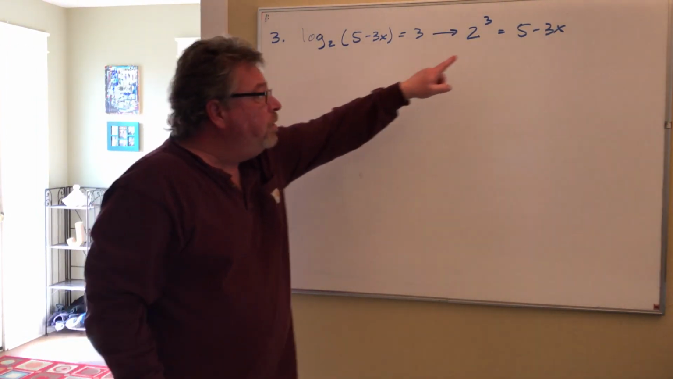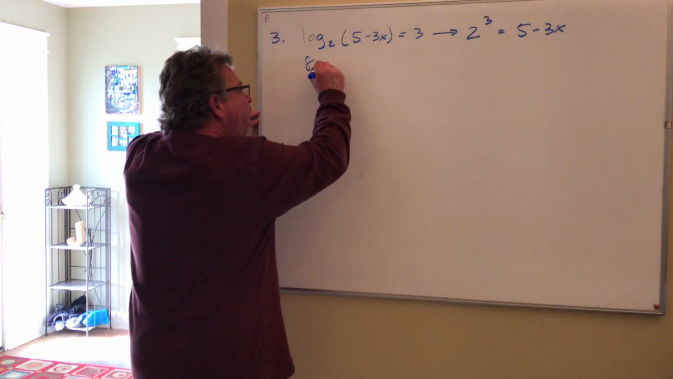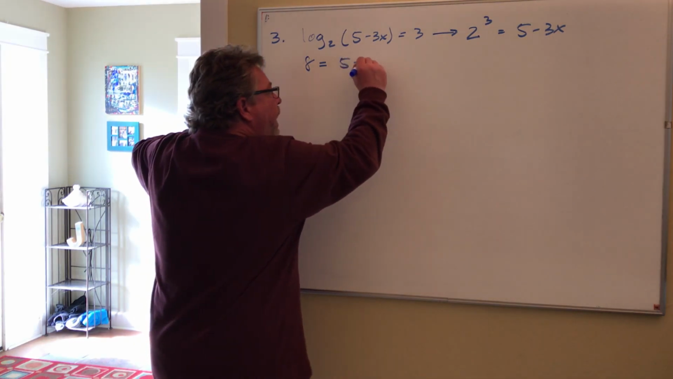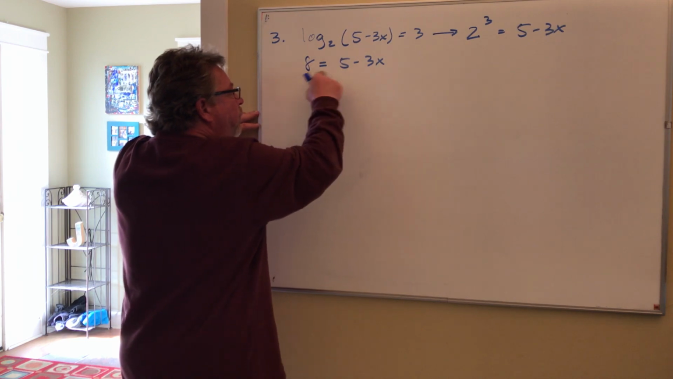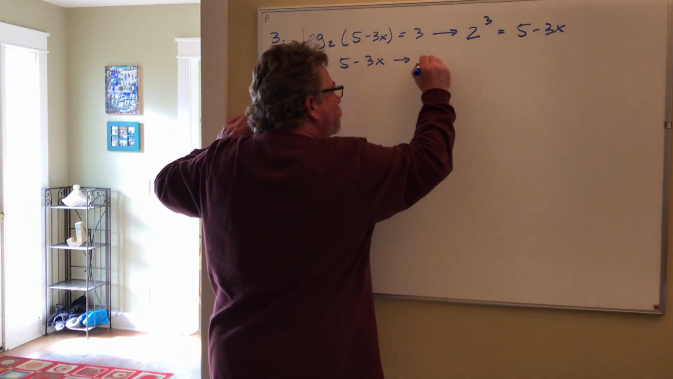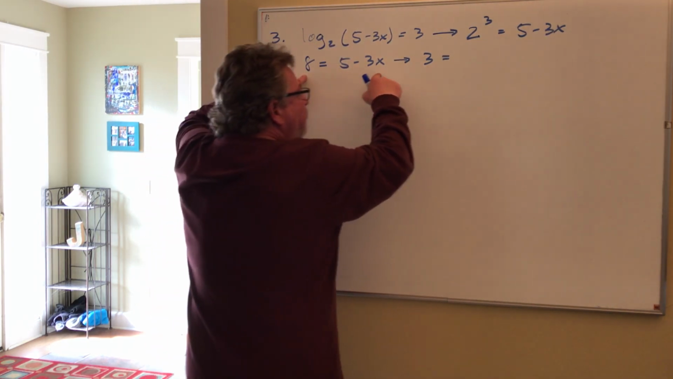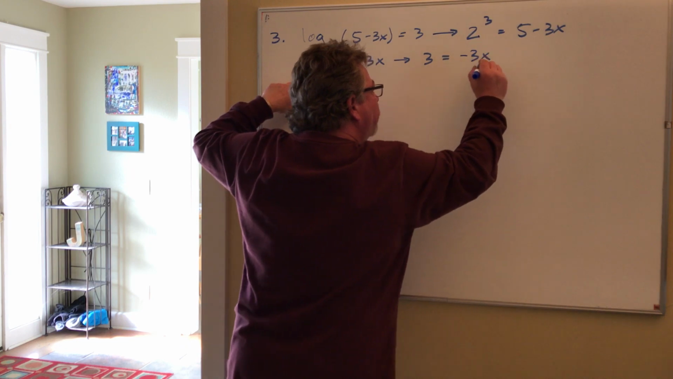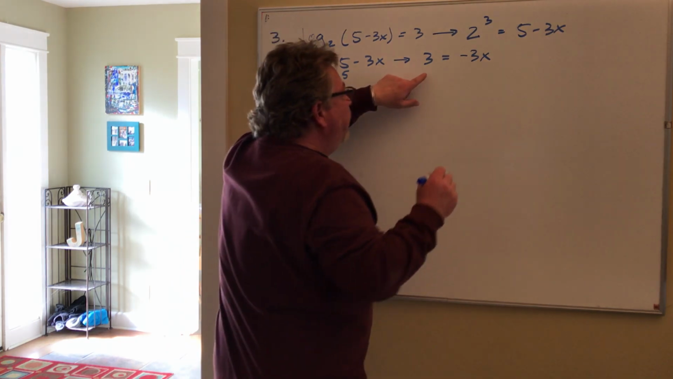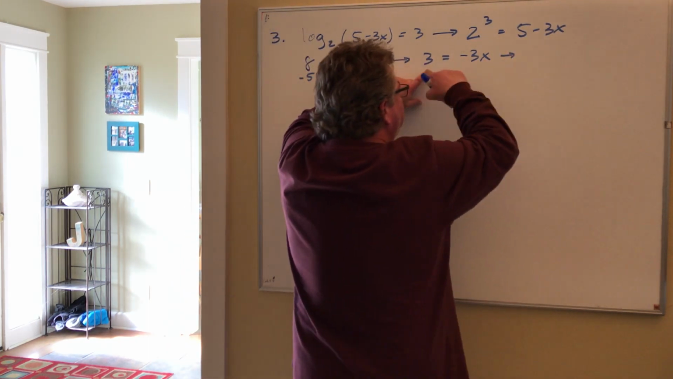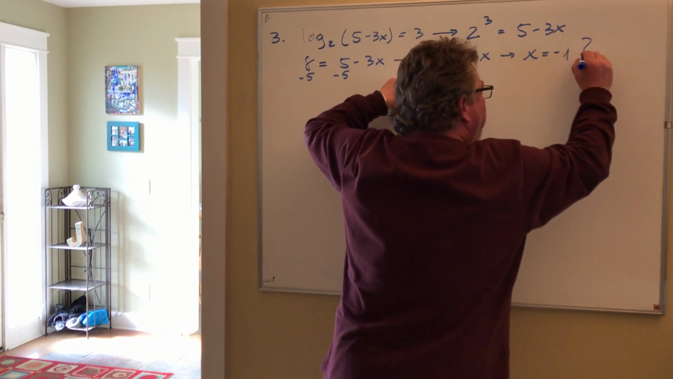Okay, now this is going to be a really simple equation to solve. 2 to the third is 8, which is equal to 5 minus 3x. Let's subtract 5 from both sides. That'll give me 3. Subtract 5, that'll give me 3 is equal to negative 3x. And when I divide by negative 3, x is equal to negative 1.